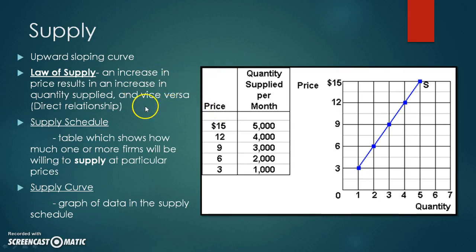Again, the law of supply is an increase in price results in an increase in quantity supplied, and vice versa. As you can see here, an increase in price, say from 3 to 6, is an increase from 1 to 2 in quantity. Supply schedule, again, similarly to demand, it's a representation of the relationship between price and how much will be supplied. The supply curve, again, is just a representation graphically of the supply schedule.